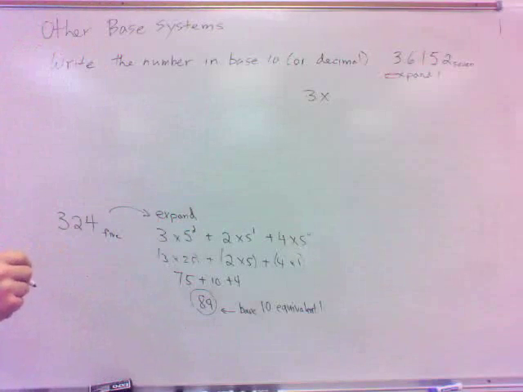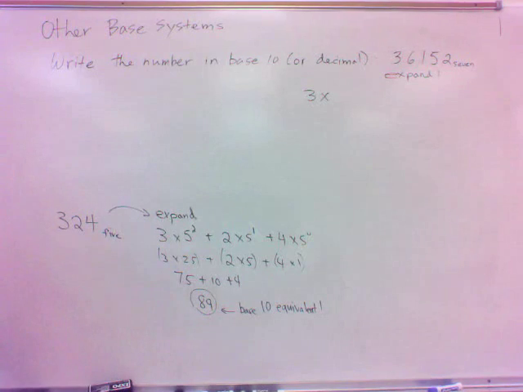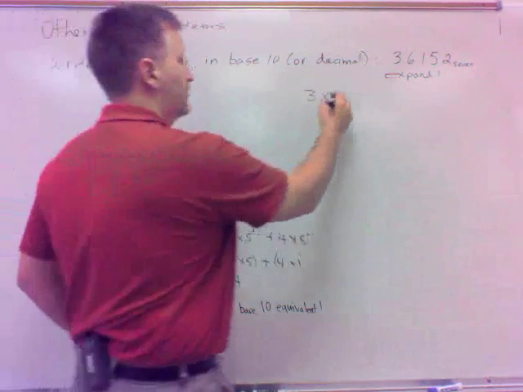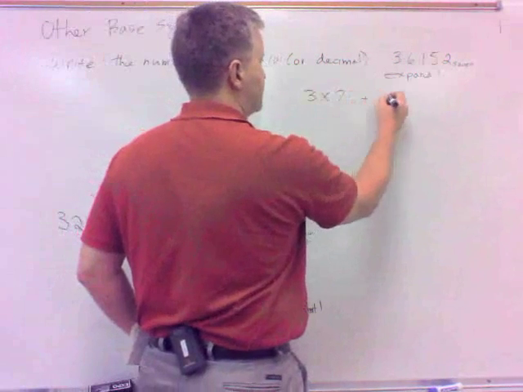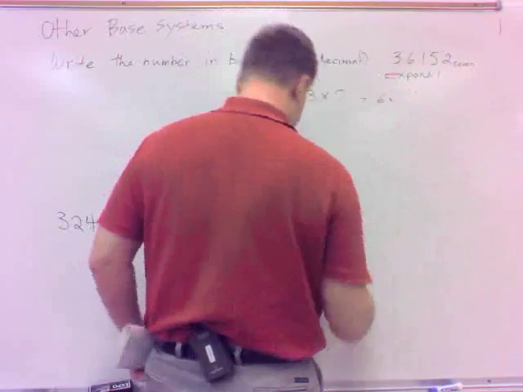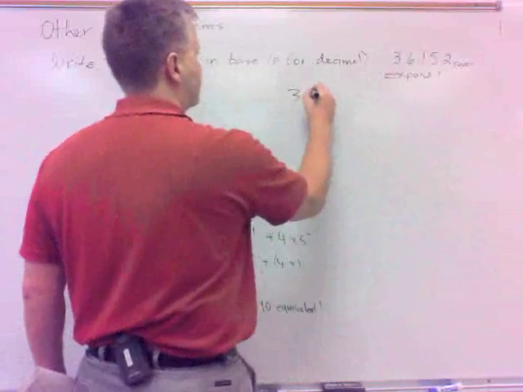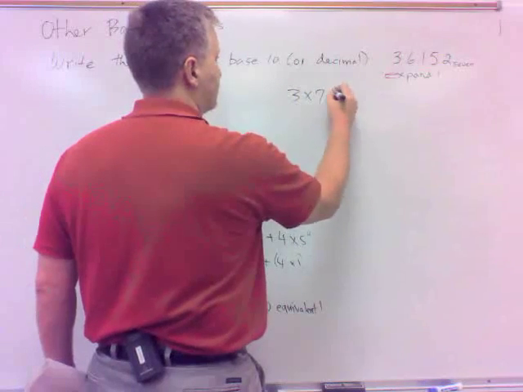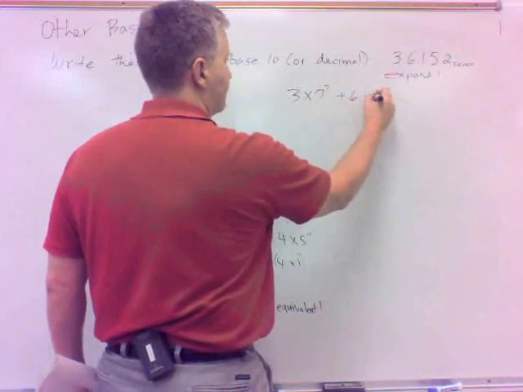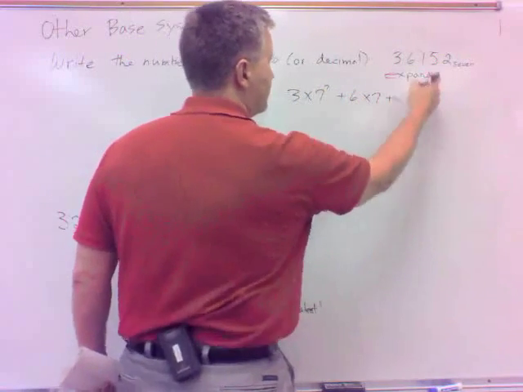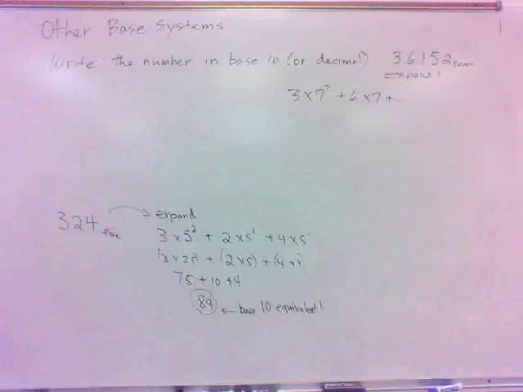Okay, so we're in base 7. So each one of those is multiplied by a power of 7, isn't it? So 3 is times a power of 7. So is 6 times a power of 7. And so forth and so on down the line, right? Each one is going to be multiplied by a power of 7. Now, let's go ahead and fill it in.